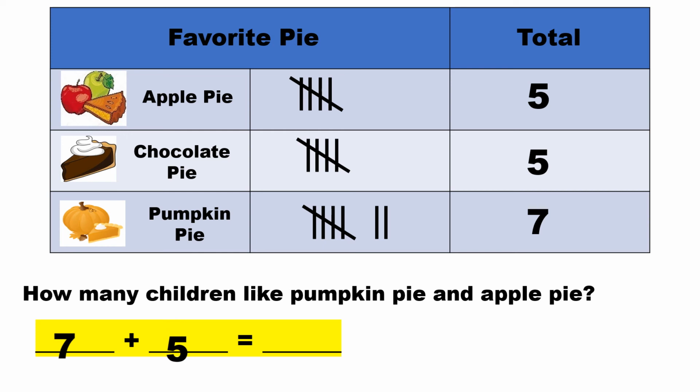Now we need to add that together, 7 plus 5. Remember the different ways you can add, doubles plus 1 or doubles plus 2. Put the small number in your head, count up, or an easier way, put the bigger number in your head and count up the 5 more. However you choose to do it. What is 7 plus 5? 12. Very good.